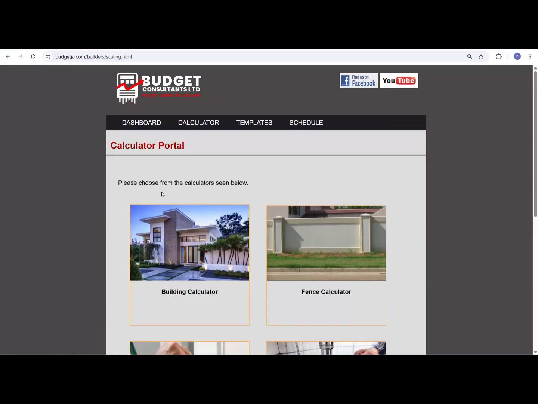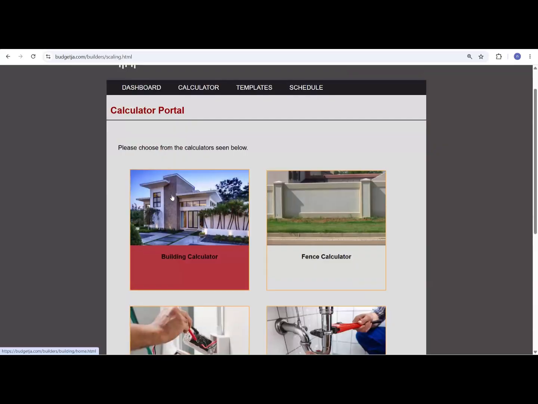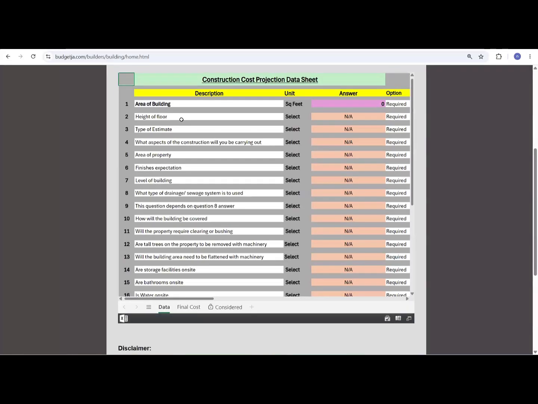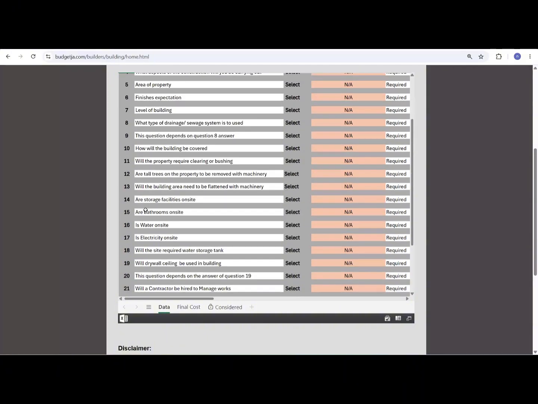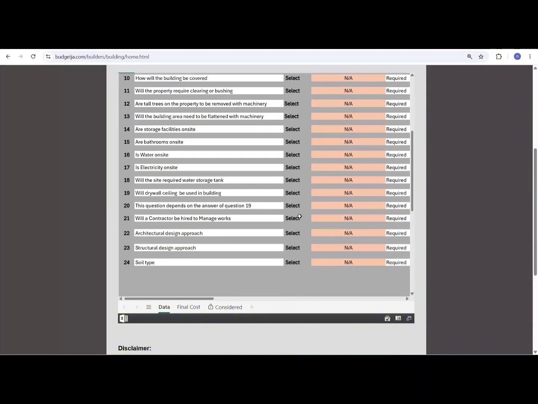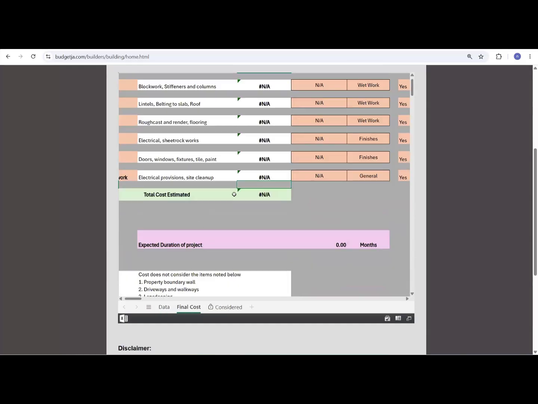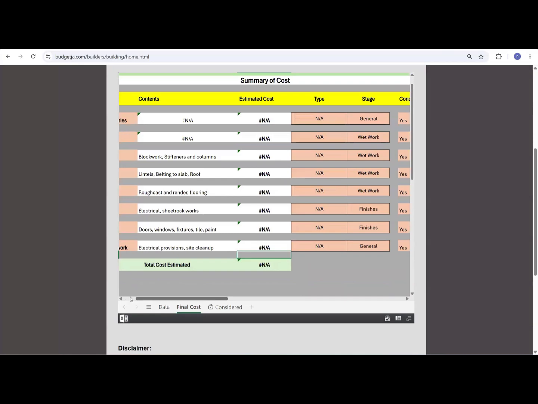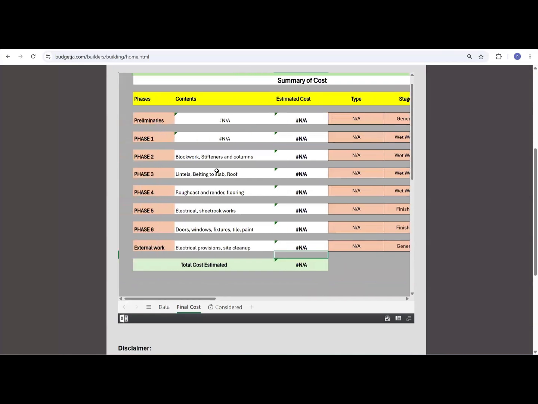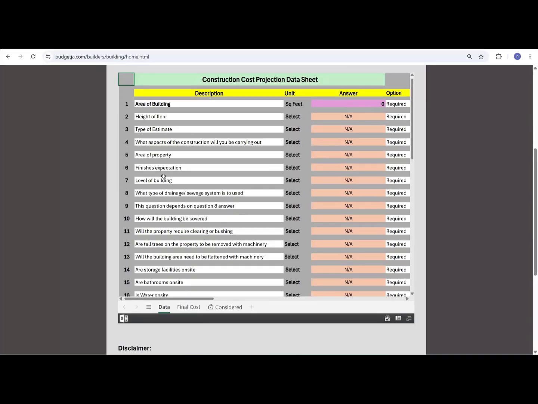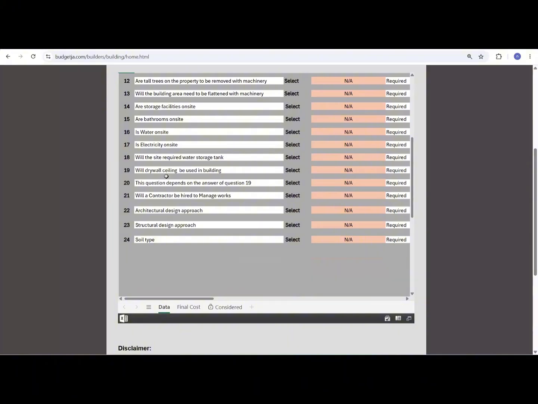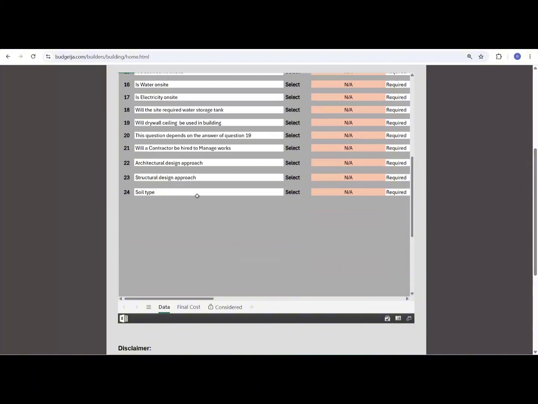Now, in this video, we are going to go over the contents around the building calculator. For this building calculator, it comes with a mandatory 24 questions that are required to ensure that you can get a result. If you notice on the final cost area, you won't see any cost highlighted unless you input this data.